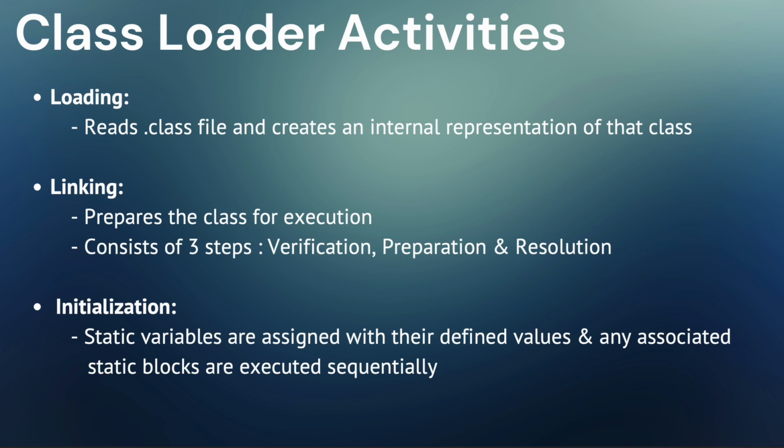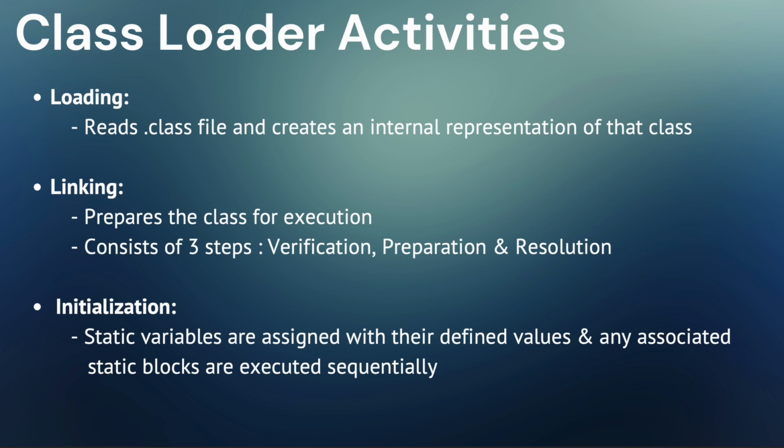Let's understand each of them. The first phase is loading. Here, the JVM reads the .class file and creates an internal representation of that class inside the JVM. Next comes linking, which prepares the class for execution. Linking has three steps. The first step is verification. The bytecode verifier checks whether the bytecode is valid, type safe, and follows JVM security rules. If verification fails, the JVM throws a VerifyError.